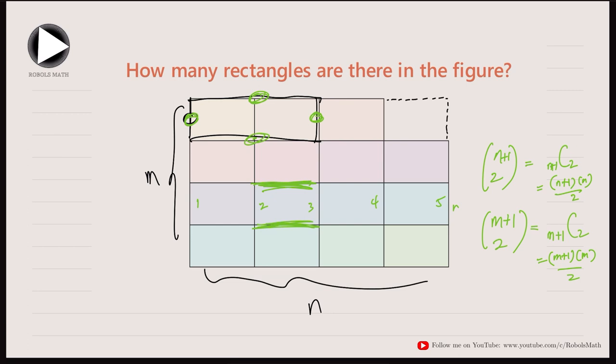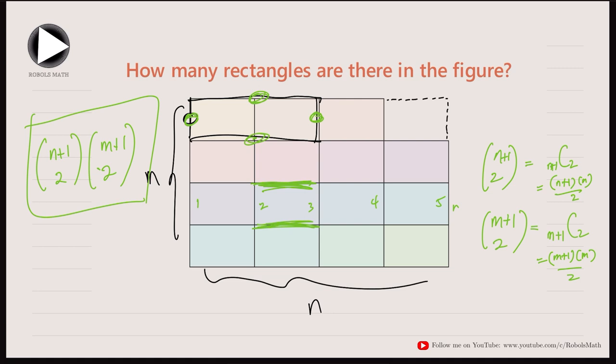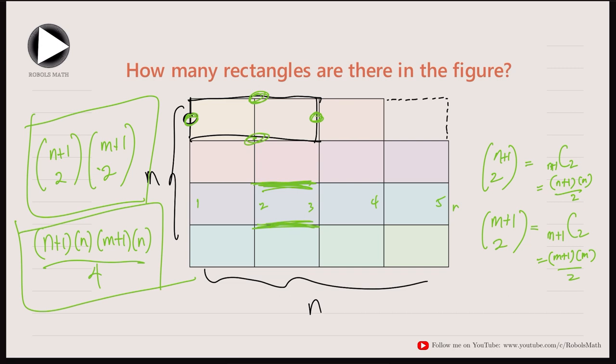Now, to count the total, we just have to multiply n plus 1 taken 2 times m plus 1 taken 2. So in general, if you have an n by m rectangular grid, the number of rectangles is n plus 1 taken 2 times m plus 1 taken 2. Or if you want the specific form in terms of m and n, that's n plus 1 times n times m plus 1 times m, all over 4. So this is the formula if you want to count the total number of rectangles if there are no missing cells in the rectangle.